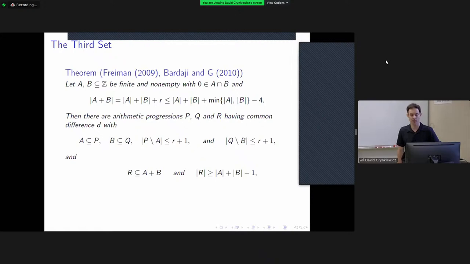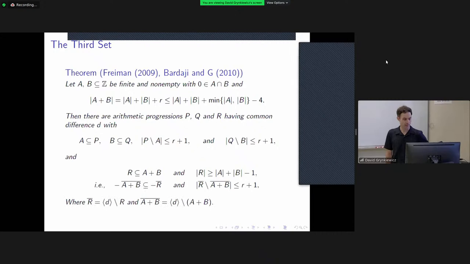So we have the same hypothesis of the 3k minus 4 theorem, and I've normalized so that zero is inside both sets, that is, there's no bearing really, except to simplify some notation. And then we have the same conclusions of the 3k minus 4 theorem, except that we gain something else. The sumset has a long length arithmetic progression, at least the sum of the cardinalities minus 1, just like in that example. So that actually shows this bound is tight.